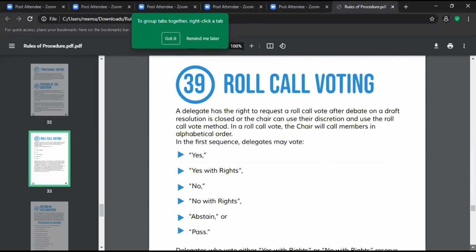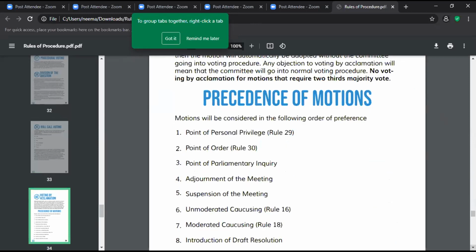Next, we'll go to the precedence of motions. This is where each motion has a number or rank. So when motions are pending, motions with a higher rank may be made, but motions with a lower rank are out of order. Ideally, it's which motion can interrupt a speech and which motion should be voted on.